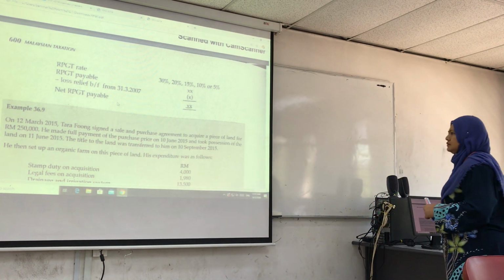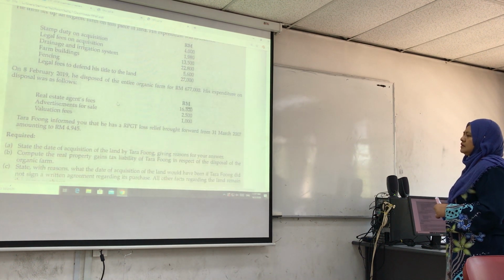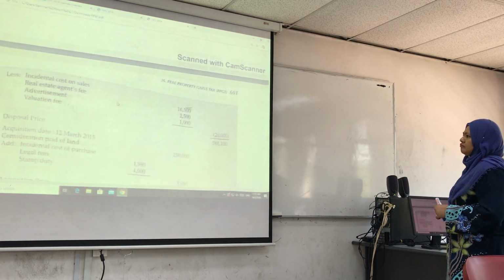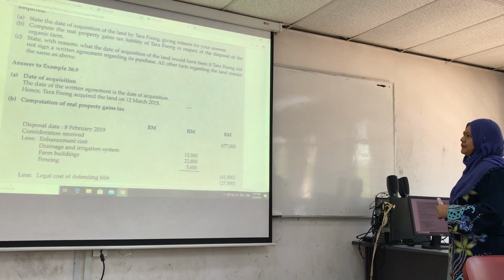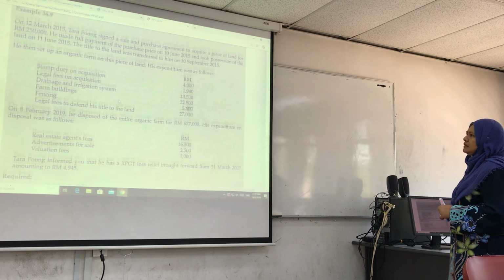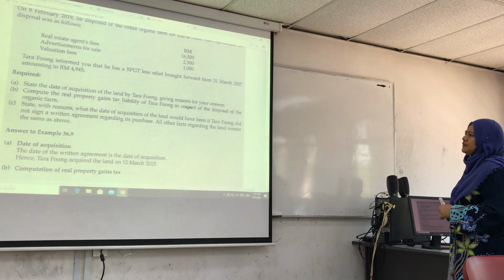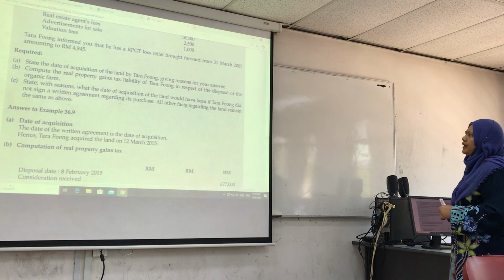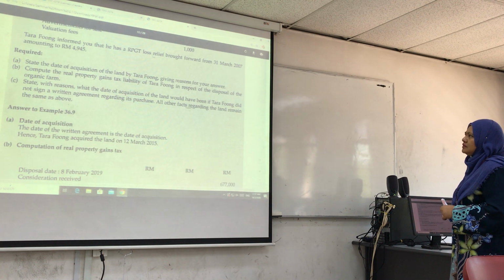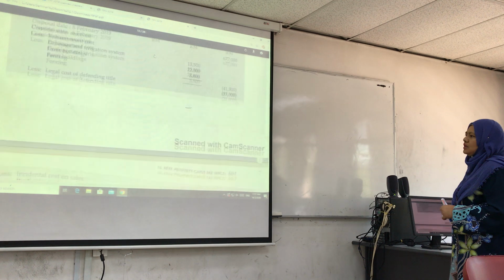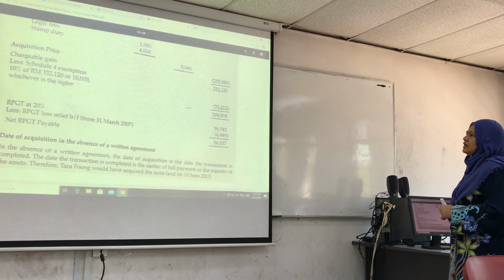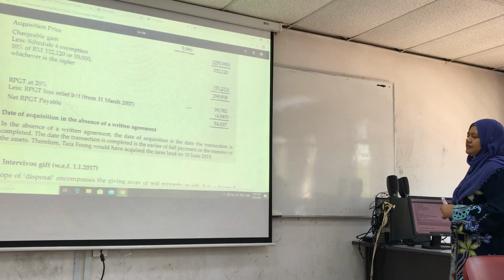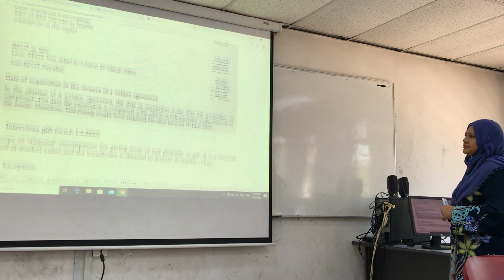Please go through this example. Example 36.9 will give you a scenario where you have loss relief here, and then you also have allowable losses later. So you see that in the answer here, you have chargeable gain and then you have loss relief. You don't have allowable loss here.